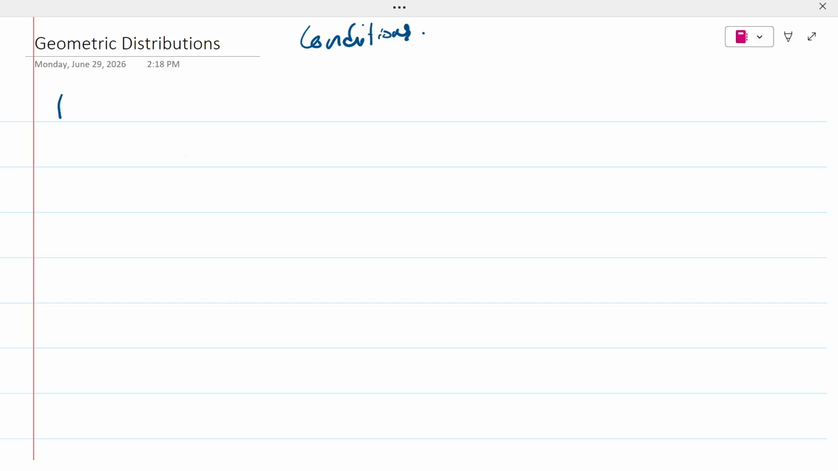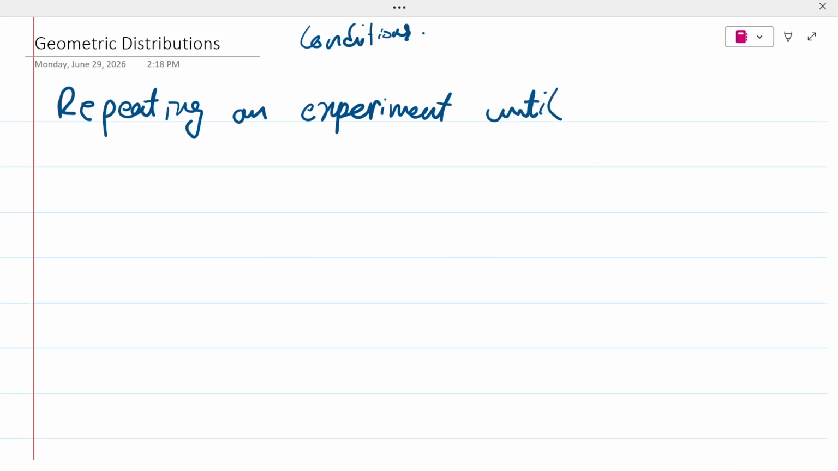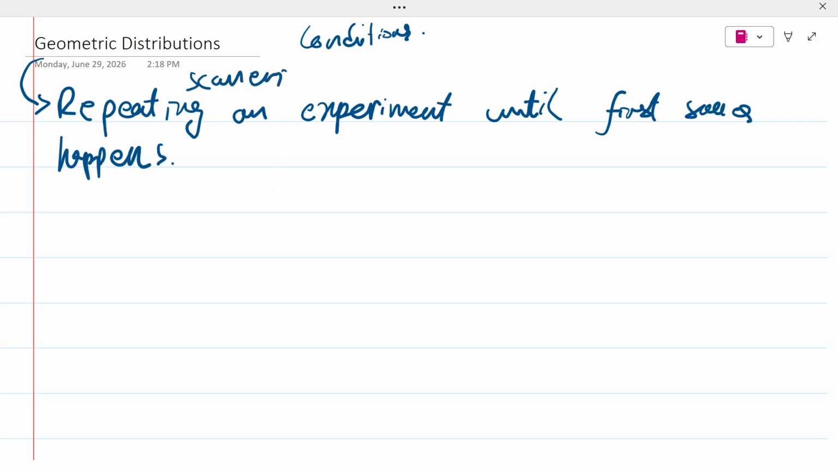So a geometric distribution is always going to be applied in a situation like this: repeating an experiment until the first success happens, right? So the moment you get your first success, and you stop the experiment, in that kind of experiment, you can use geometric distribution, right? This is the scenario in which geometric distributions are applied.